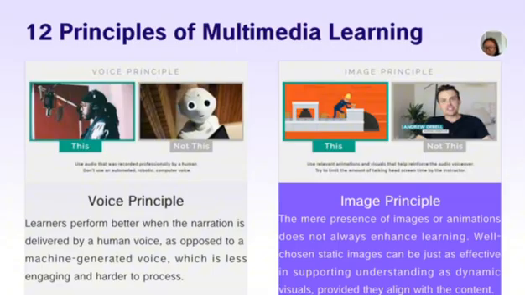The image principle points out that the presence of pictures or animations does not always improve learning outcomes. Carefully selected static images, especially those directly related to the learning content, can efficiently aid comprehension.